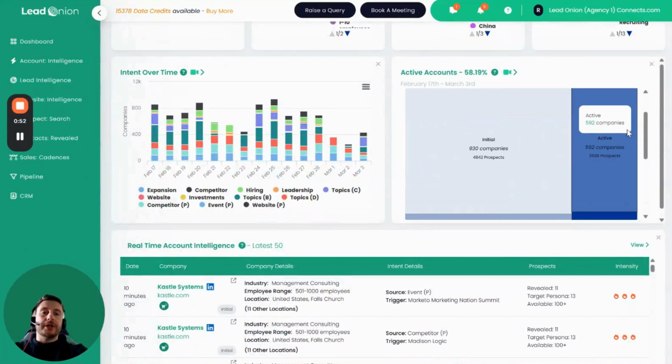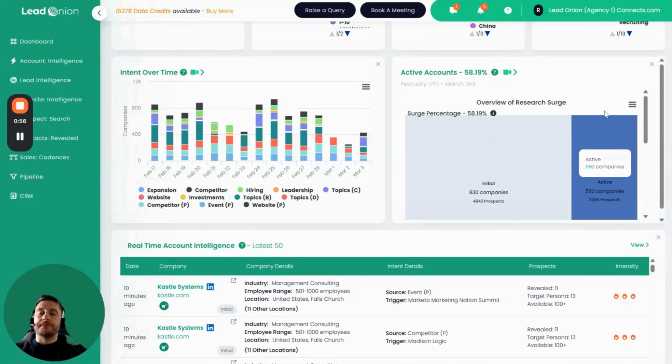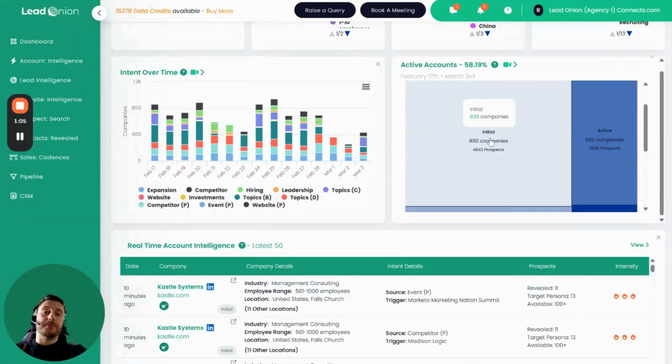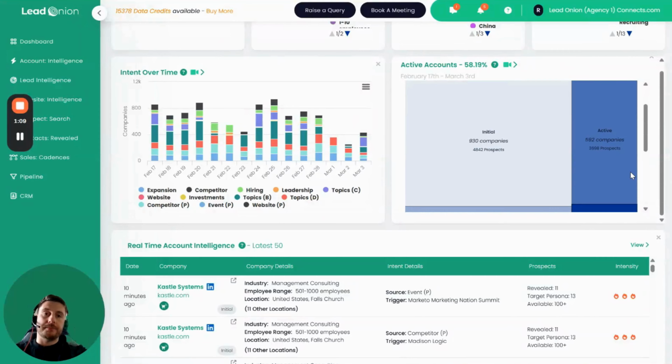Your in-market accounts are broken down into different phases of their buyer research based on the surges of intent we're seeing. These phases are mapped across 4 distinct stages of the buyer journey: initial, active, interested, and in-depth. And this is designed to reflect how each account is researching what you do, the volume of research they're doing, how often they're doing it, and the specific kinds of signals that they're showing.